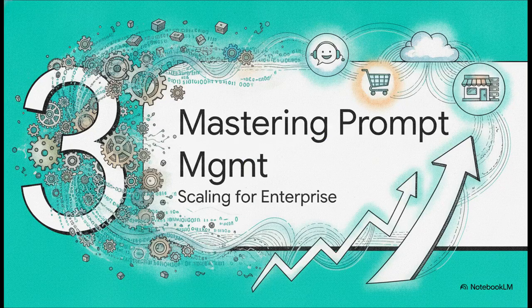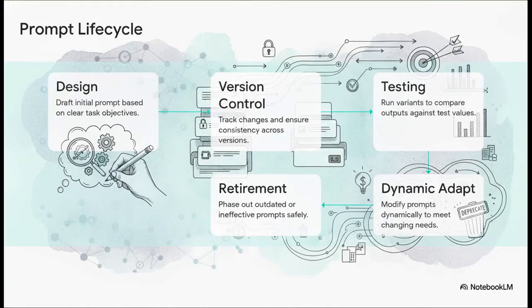All right, let's step up to level 3. Section 3, mastering prompt management, scaling up for the enterprise. When you get to an enterprise scale, building a single prompt just isn't going to cut it. You're dealing with massive libraries of prompts, like for a customer service retail chatbot. They require a rigorous lifecycle.